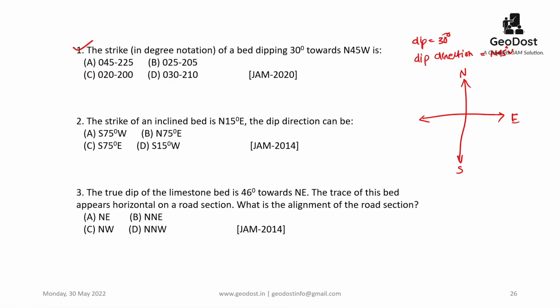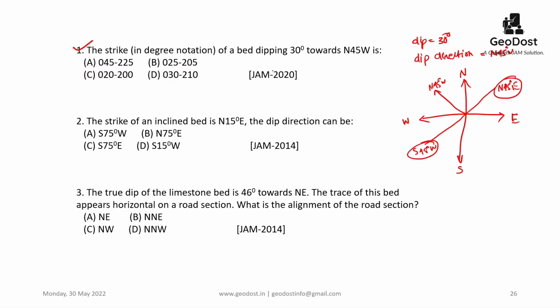And this is north, south, this is east and this is west, and the dip direction we have is north 45 degrees west. Here is the dip direction, that is north 45 degrees west. So now we just have to figure out the strike. That means this is north 45 degrees east, and you can say south 45 degrees west. But here we have written it in quadrant convention, but all the options are in the azimuthal convention.